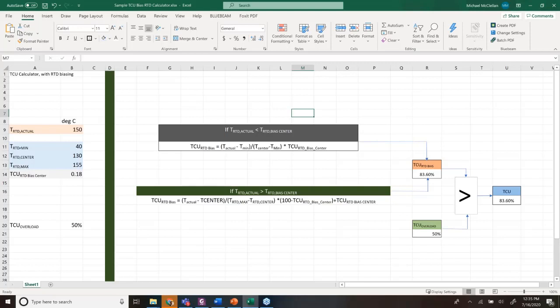Before that, we have to calculate the thermal capacity used of the RTD bias. And as I was saying in the previous slide, the formula is, first we look at the actual temperature of the stator, and if it's greater than the RTD center point, we use one equation, and if it's less than, we use another equation. So I've got a big long if-then statement in this equation, and I've got some inputs over here to the left that we're going to play with for just a second to see where we would end up.